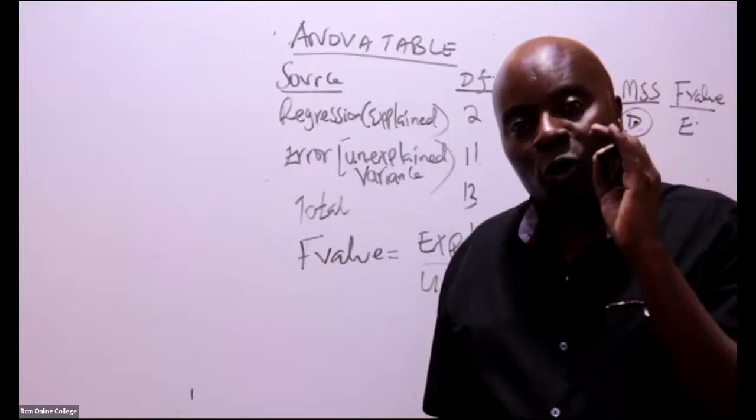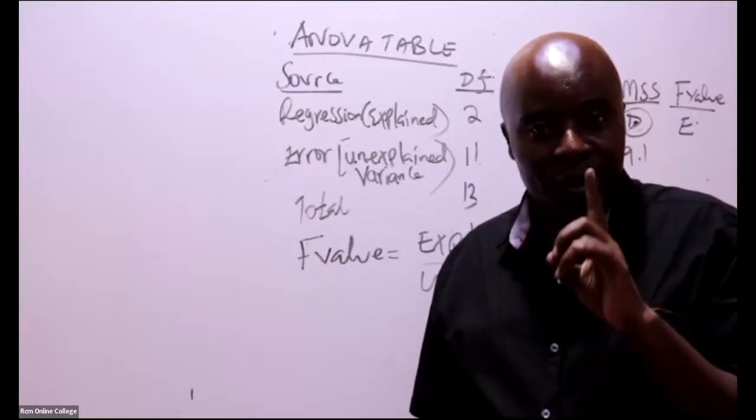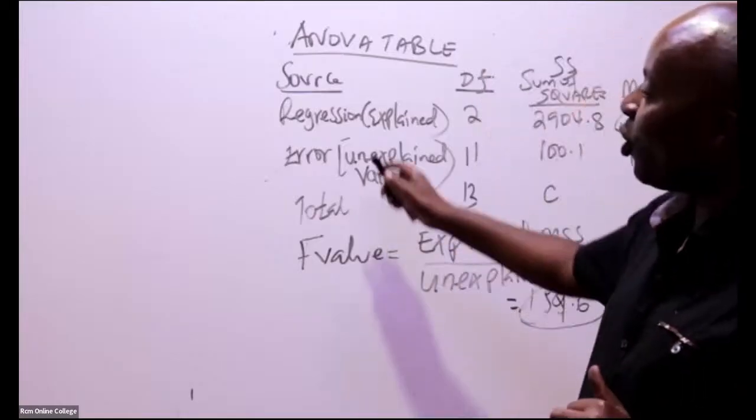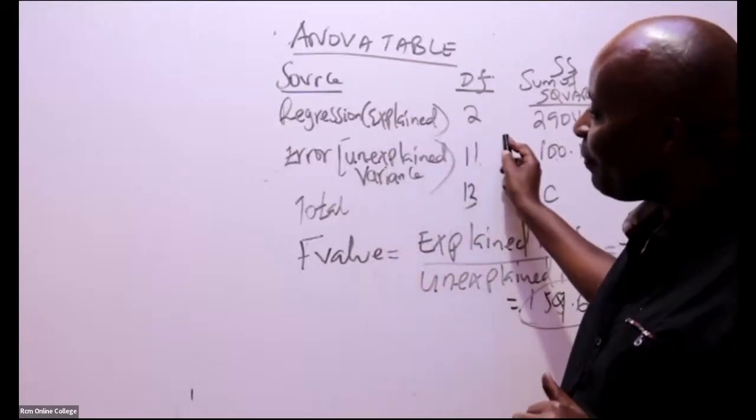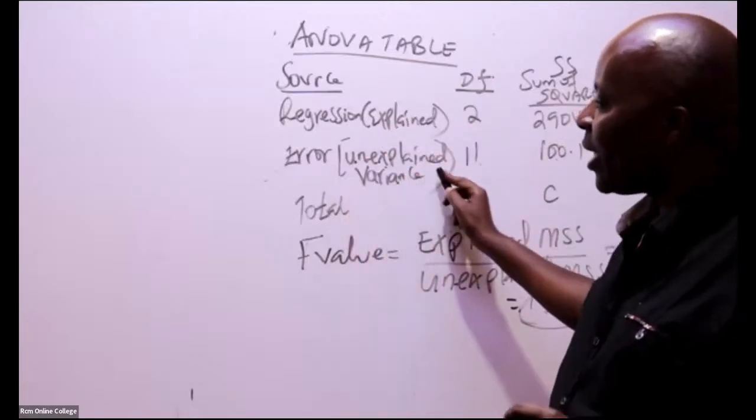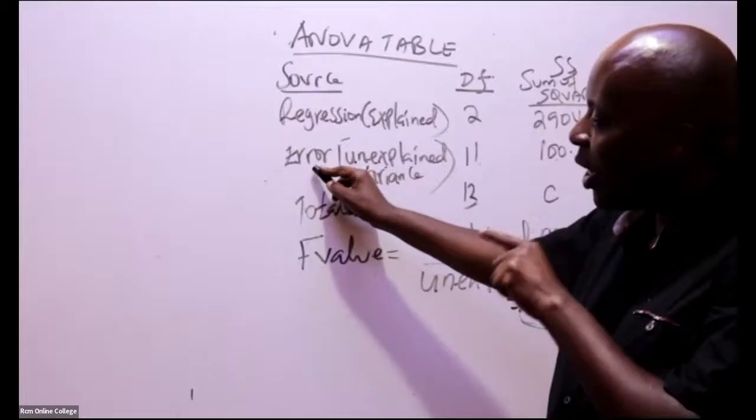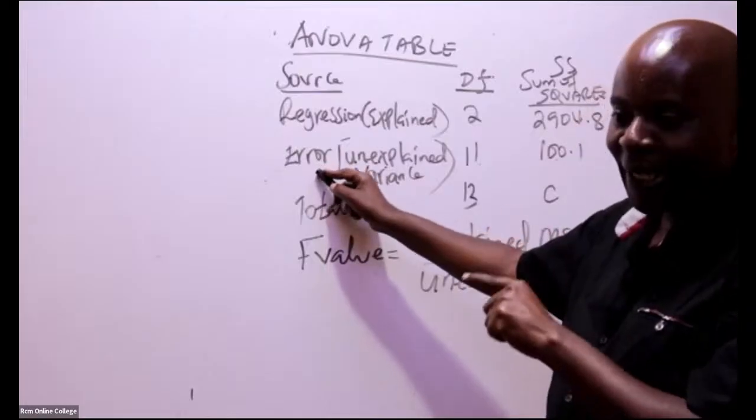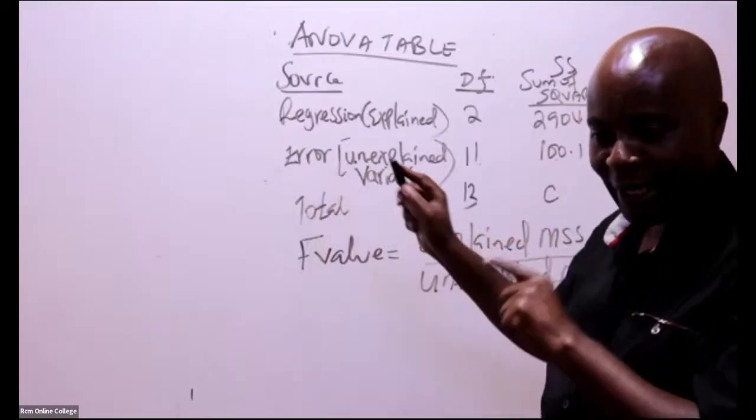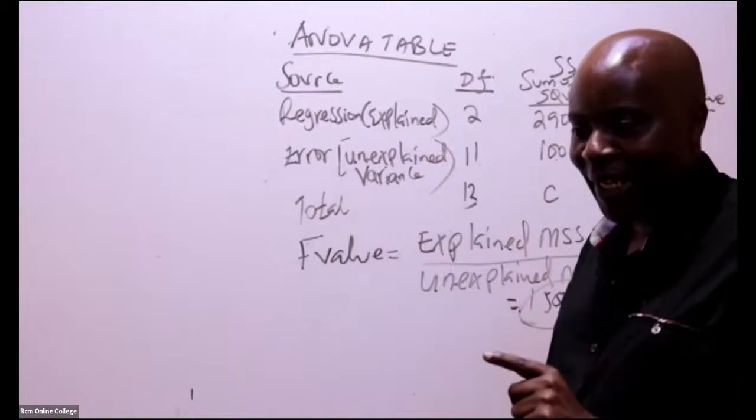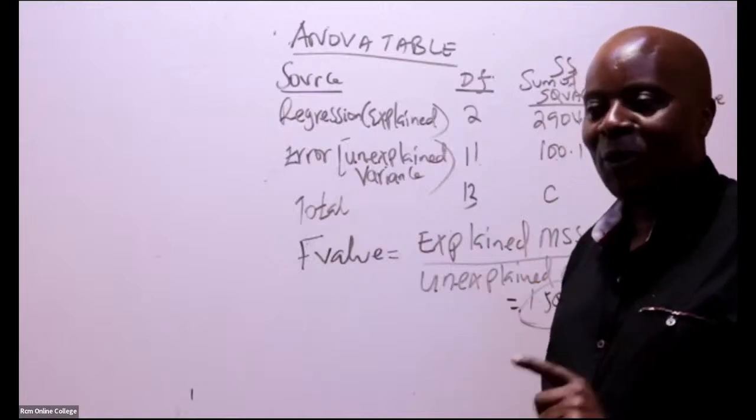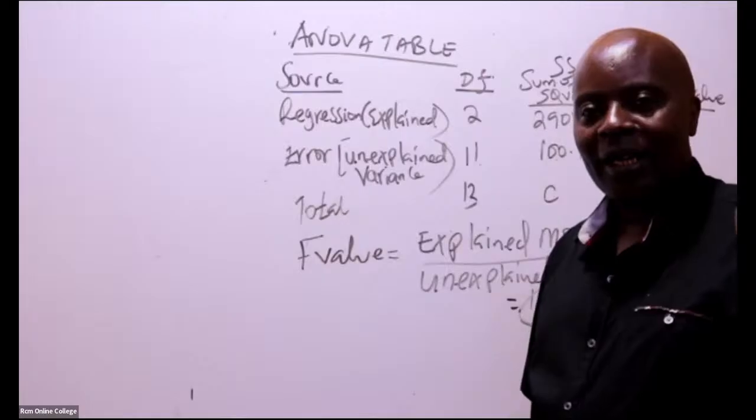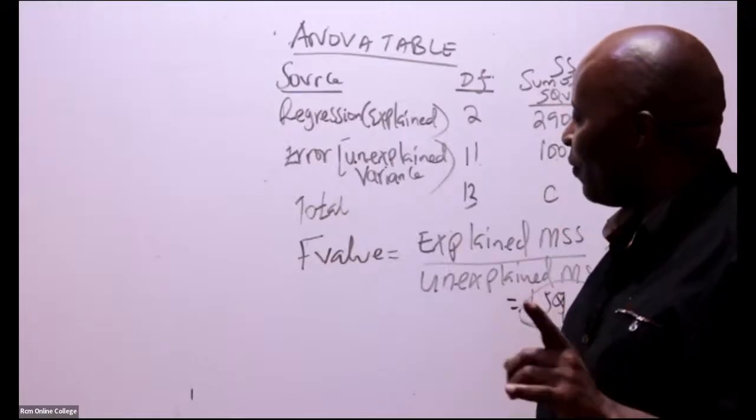So we have got two types of variances in terms of regression analysis. We have what we call explained variance and unexplained variance. The unexplained variance is our error term. Unexplained variance is our error term, what you're not able to explain. That will be very, very important.